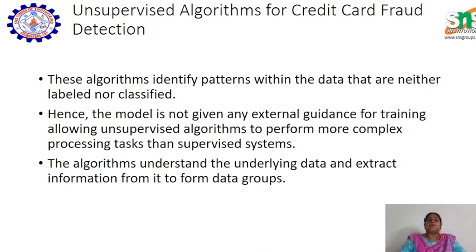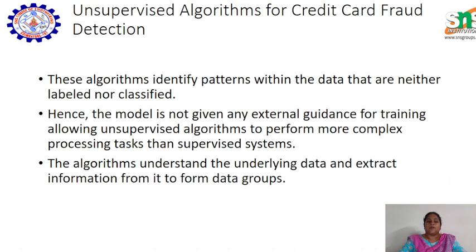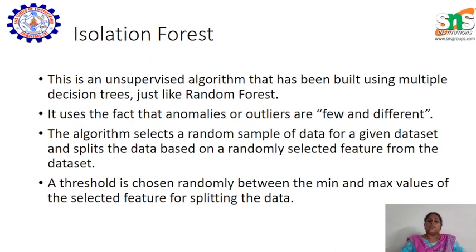Of these, the unsupervised algorithm I'm taking for the credit card fraud detection system is mainly the isolation forest type. This unsupervised algorithm identifies the pattern within the data, which is neither labeled nor classified. Hence the model is not given any external guidance for training, allowing the algorithm to perform more complex processing tasks. This algorithm understands the data and extracts information from it, or forms data groups. So I'm going to explain the isolation forest.